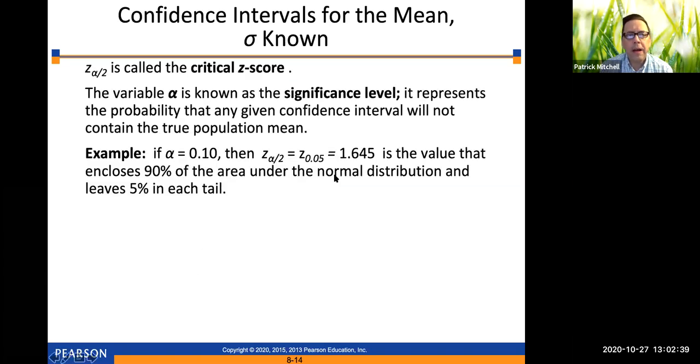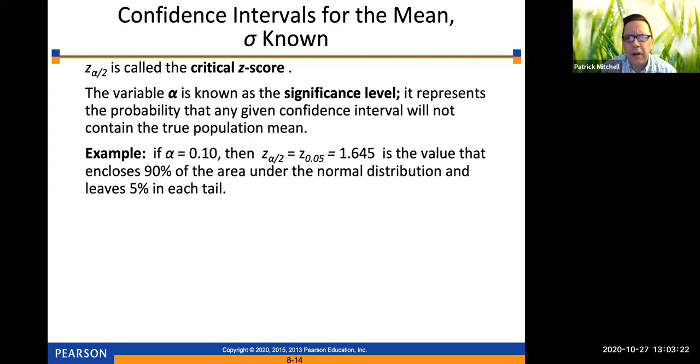All right, so let's talk more about z sub alpha over 2. That's called the critical z-score. The variable alpha is known as the significance level. It represents the probability that any given confidence interval will not contain the true population mean. So for example, if alpha was 0.10, then z sub alpha over 2 would become z sub 0.05, which is 1.645. So this is the z-score that cuts off the top 5% of the area under the normal curve. So it's the value that encloses 90%.